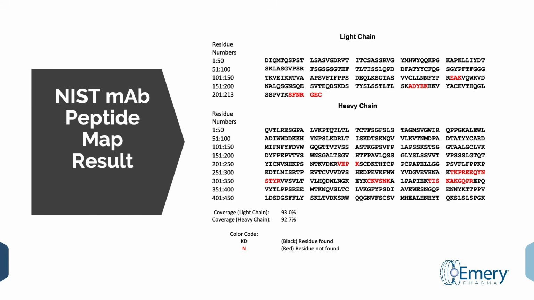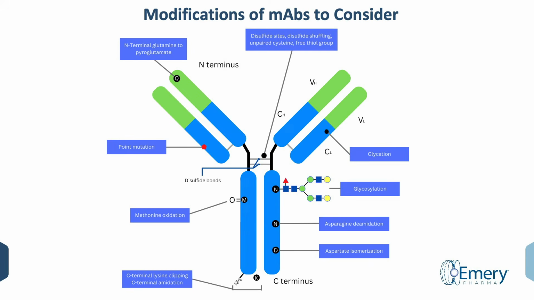At Emery Pharma, the sequence coverage found for the NIST map was 93% for both the heavy and light chains and is clearly illustrated on this slide. On the next slide, common modifications found in monoclonal antibodies and other proteins are illustrated. The detailed modifications include oxidation, deamidation, glycosylation, and disulfide scrambling.